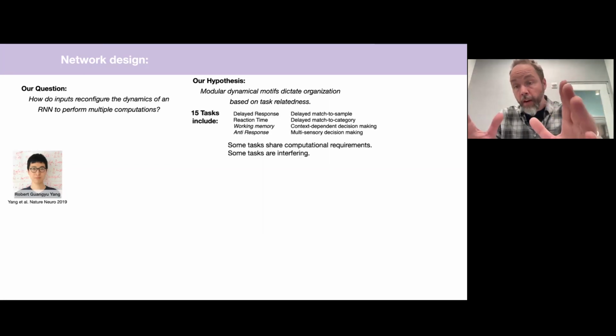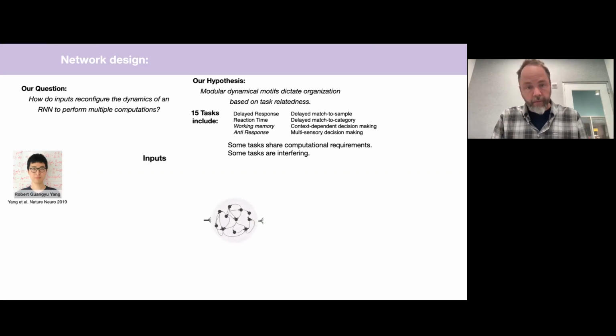This RNN has 15 tasks, the kind of stuff you would expect in neuroscience: delayed responses, reaction times, working memory, anti-responses, delayed match to sample, and so forth. So there's a lot of meat in the task structure. Some tasks are shared, and some tasks are interfering, for example, pro-tasks versus anti-tasks.